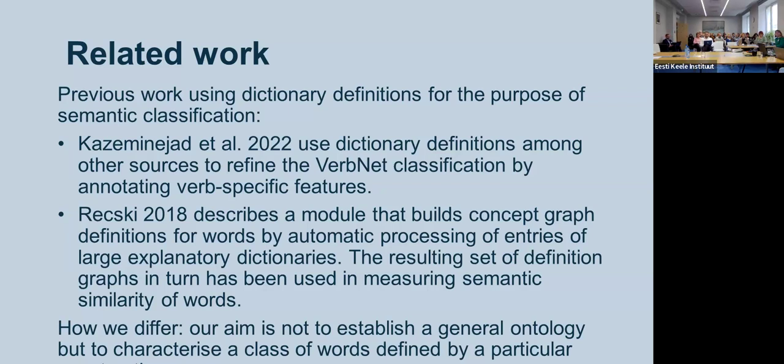There is a module that builds concept graph definitions for words by automatic processing of entries of large explanatory dictionaries. And this resulting set of definitions in turn has been used to measure semantic similarity of words. But what we intend to do is not to establish a general ontology, but to characterize a class of words defined by a particular construction or by a particular constructional slot.